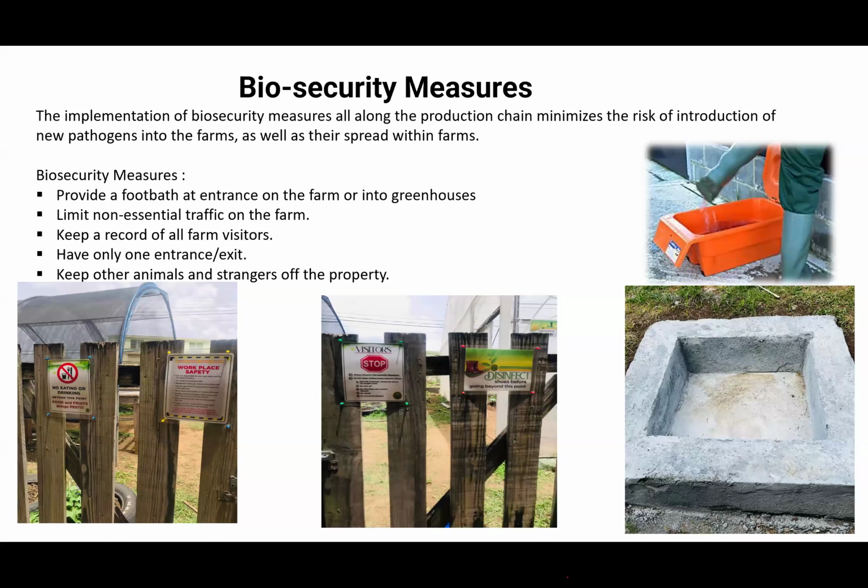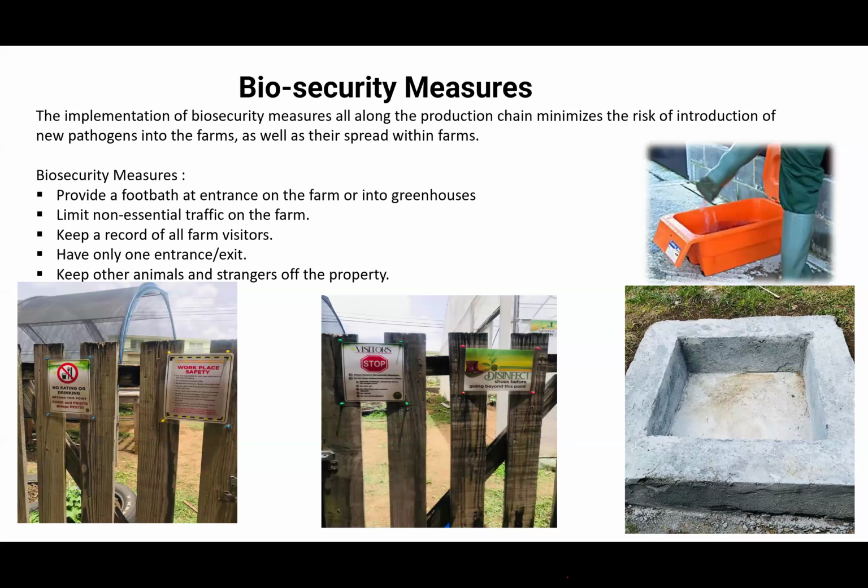So provide a footbath at the entrance of your farm or into your greenhouse, right? So that individual, if they are coming from somewhere that they may have pests on the shoes, or they're coming from their own farm and you don't know what they're bringing with them, when they walk through the water that has some sort of disinfectant solution, they will be able to remove whatever pest or kill whatever pest may be on their shoes, right?